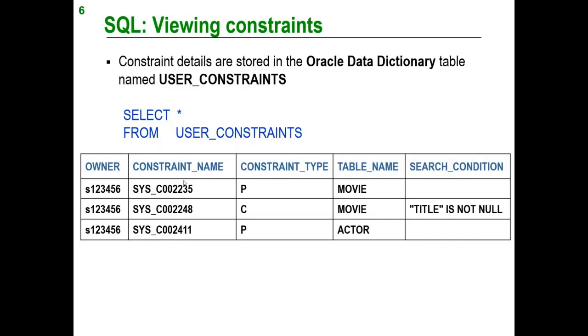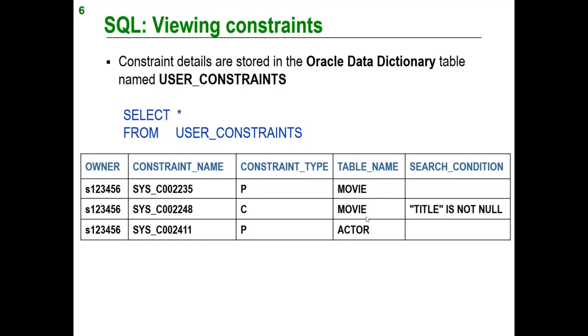These are Oracle generated numbers, but one day we will learn how to change the constraint name and give a meaningful constraint name. We'll learn it later on. Then we have the type of constraint. It says whether it is a primary key or something else. In this case, P stands for primary key, and C stands for another type of constraint called check constraint.